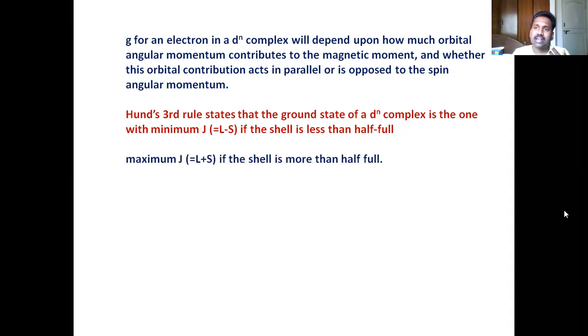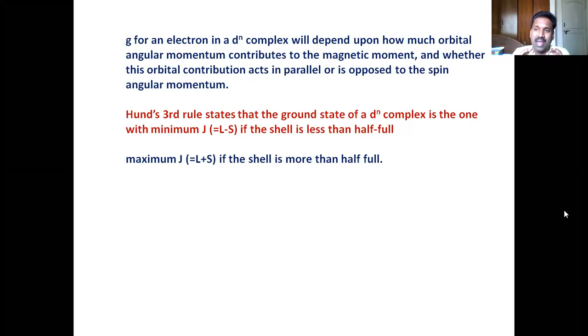And if it is more than half filled, so D6 to D9 systems, you have J maximum as your ground state. Okay, so what is Hund's rule telling you? Which is the ground state? For D1 to D4, minimum J is your ground state. For D6 to D9, maximum J is your ground state.